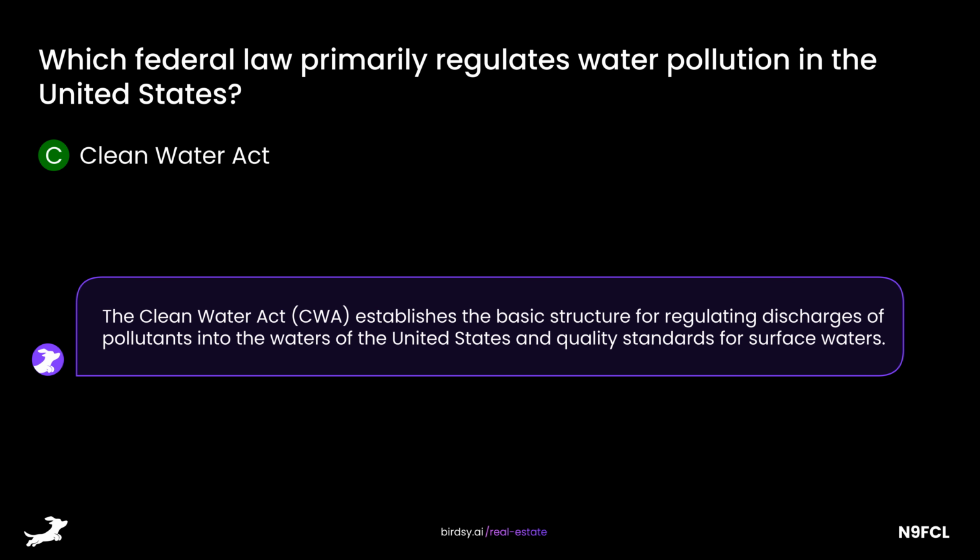The Clean Water Act, CWA, establishes the basic structure for regulating discharges of pollutants into the waters of the United States and quality standards for surface waters.